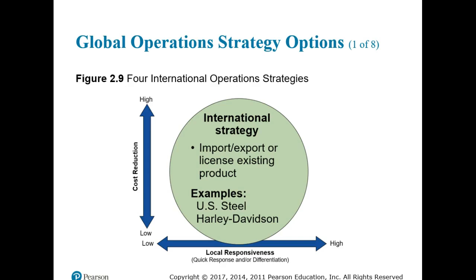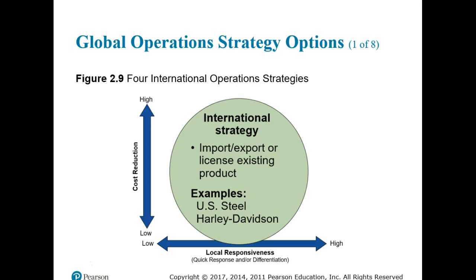So operations managers of international and multinational firms approach global opportunities with one of four strategies: international, multi-domestic, global, and transnational. The following four slides will provide an illustration of each in the form of an example. And the matrix of Figure 2.9 has a vertical axis of cost reduction and a horizontal axis of local responsiveness. Local responsiveness implies quick response and/or the differentiation necessary for the local market.